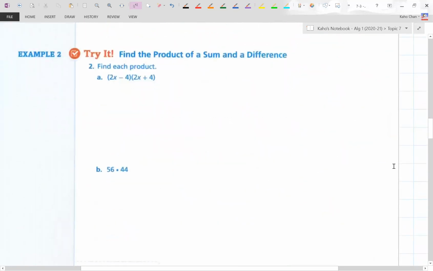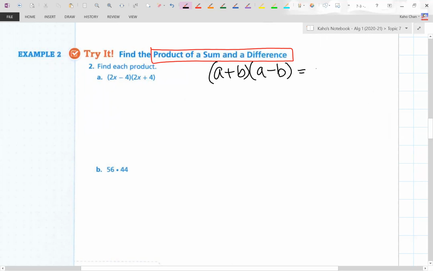Hey, this was part of the opener. Find the product of a sum and difference. Here's the pattern. If you have a plus b times a minus b, this equals the difference of perfect squares, a squared minus b squared. Yay, this is my favorite one of all time. Memorize that, definitely. So here, this is where you ignore the O and the I when you FOIL.